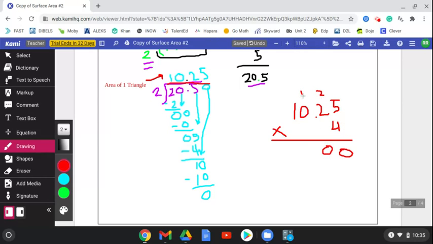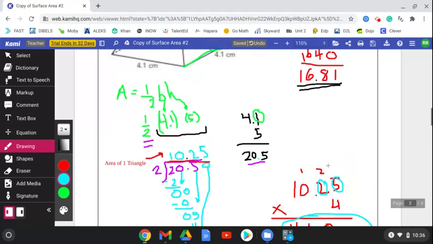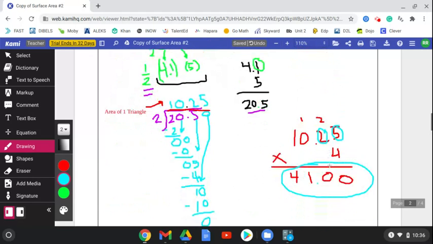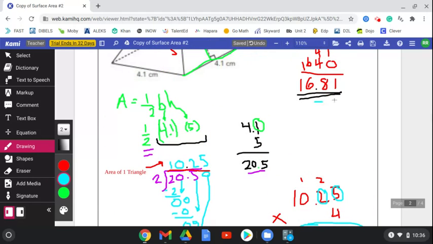4 times 0 is 0, plus 1 is 1, and 4 times 1 is 4. I have how many digits after the decimal? 1, 2. And so in my answer, there should be 2 digits after the decimal. Okay, so I have 41. That would be 41 centimeters squared for my triangles and 16.81 for my square.